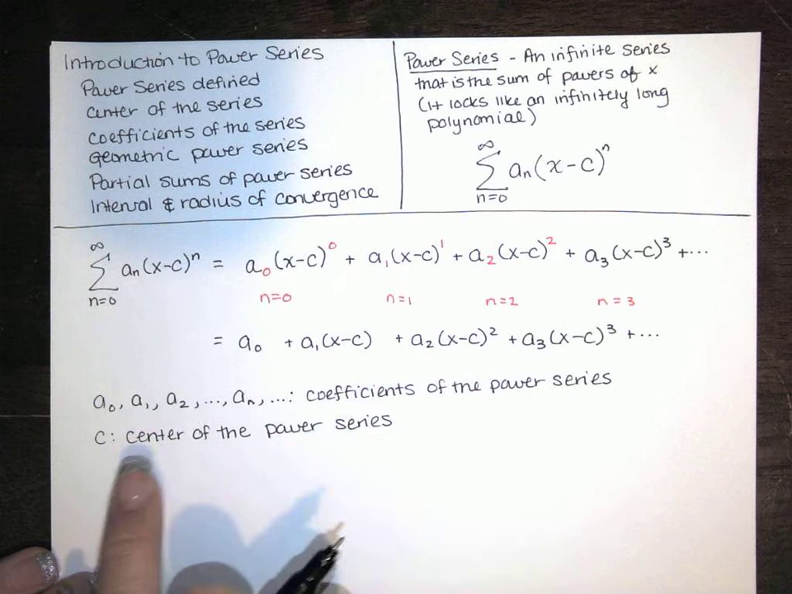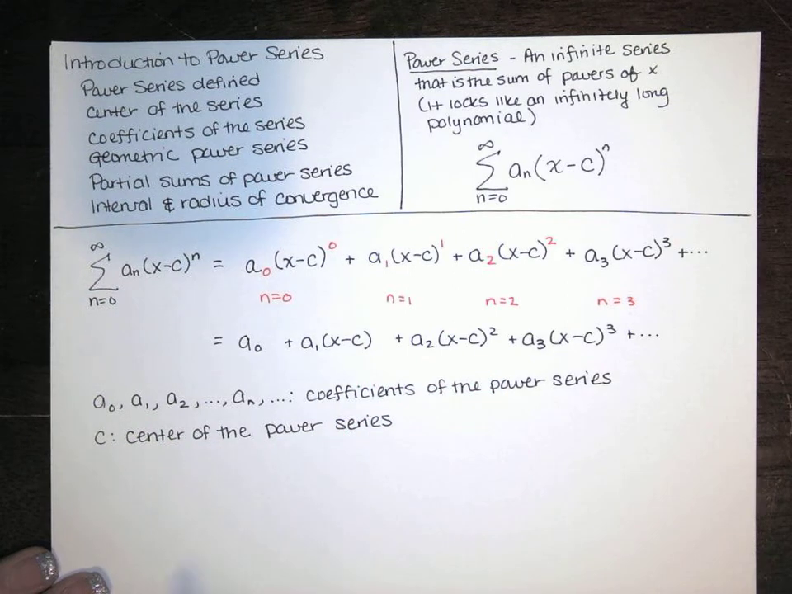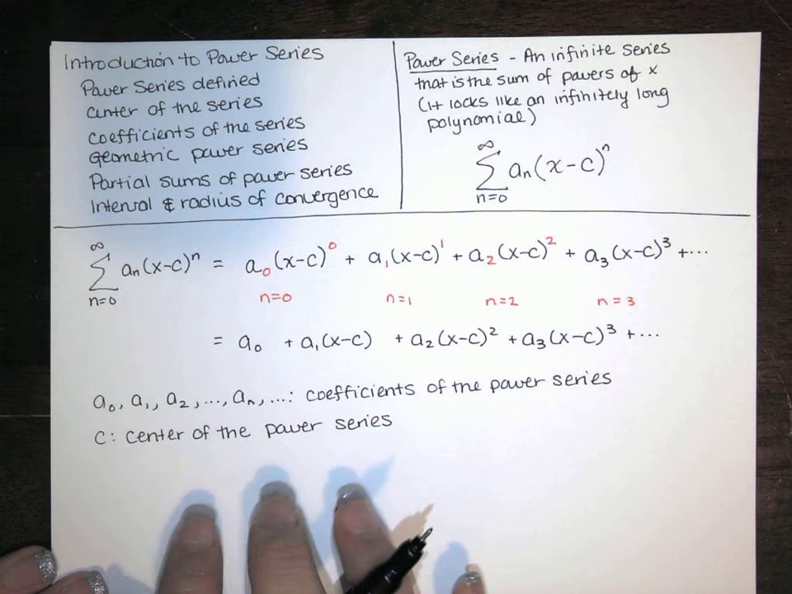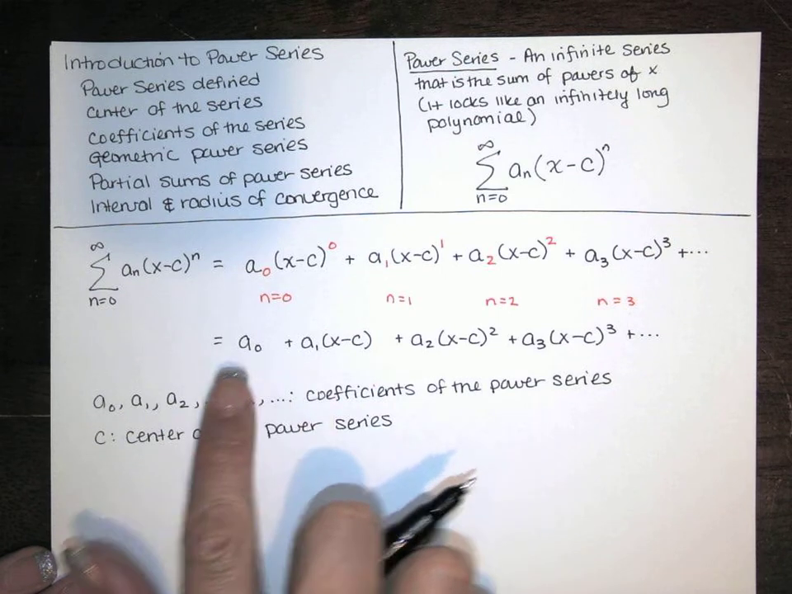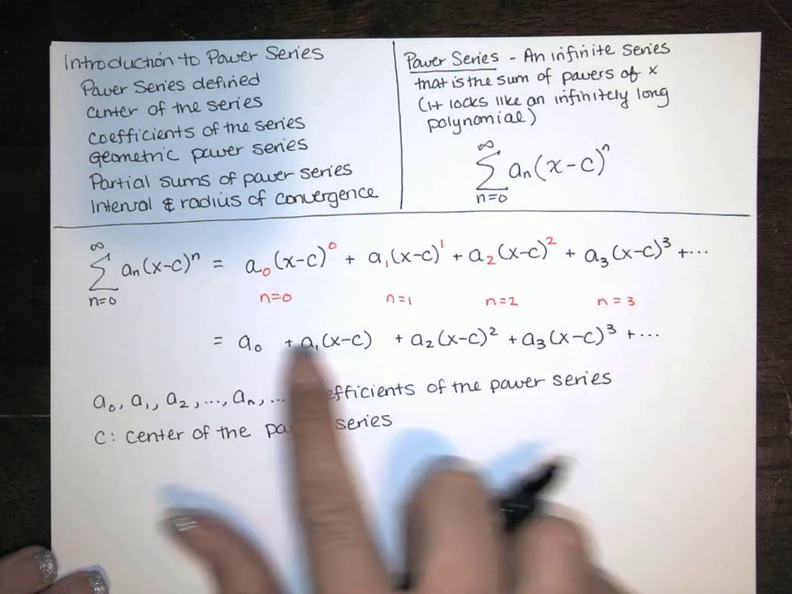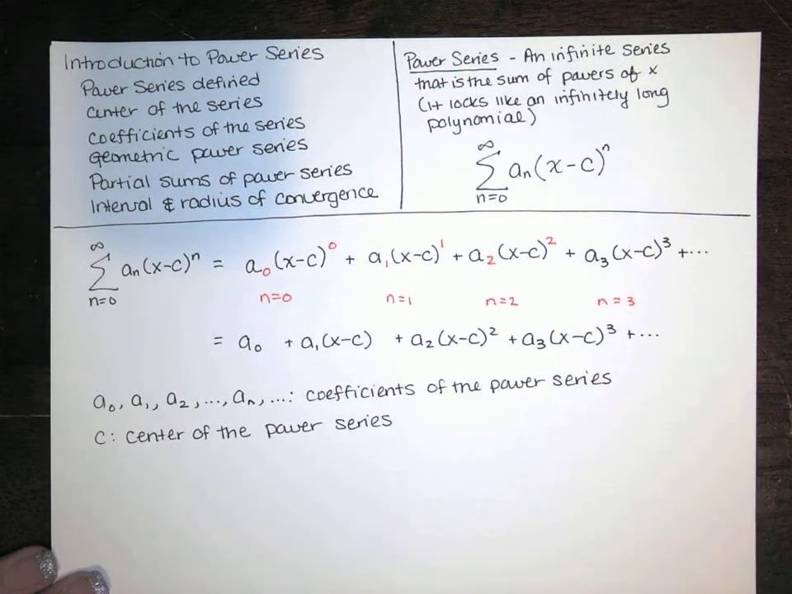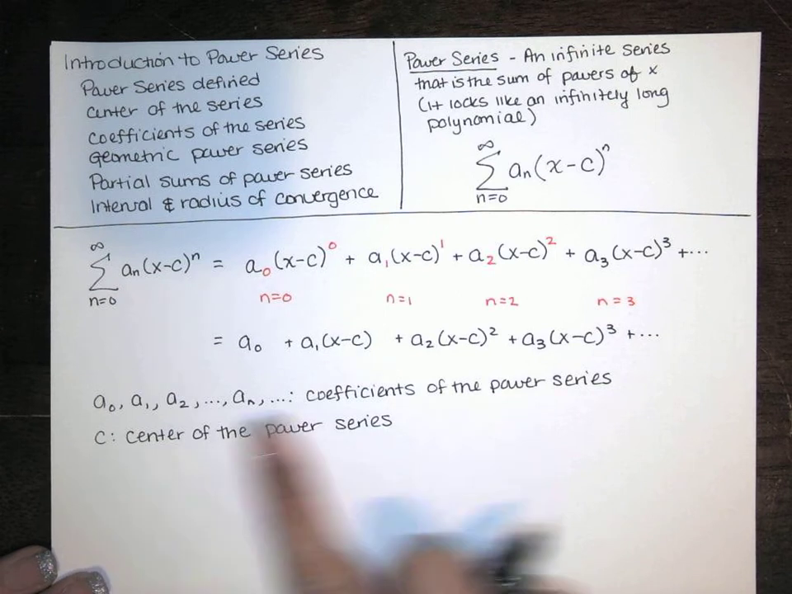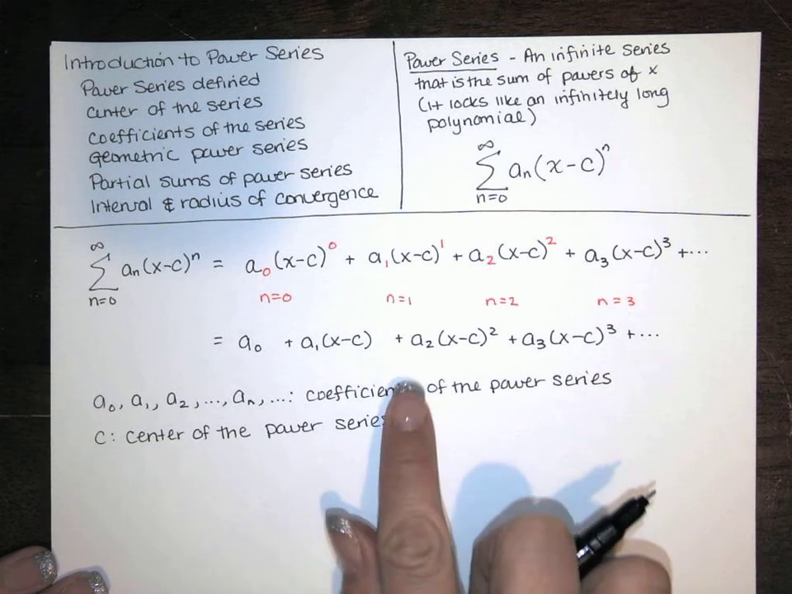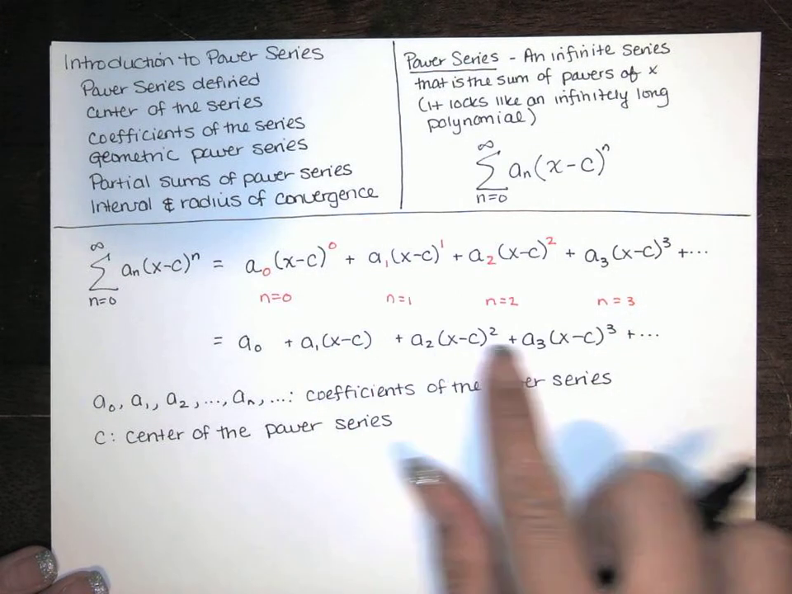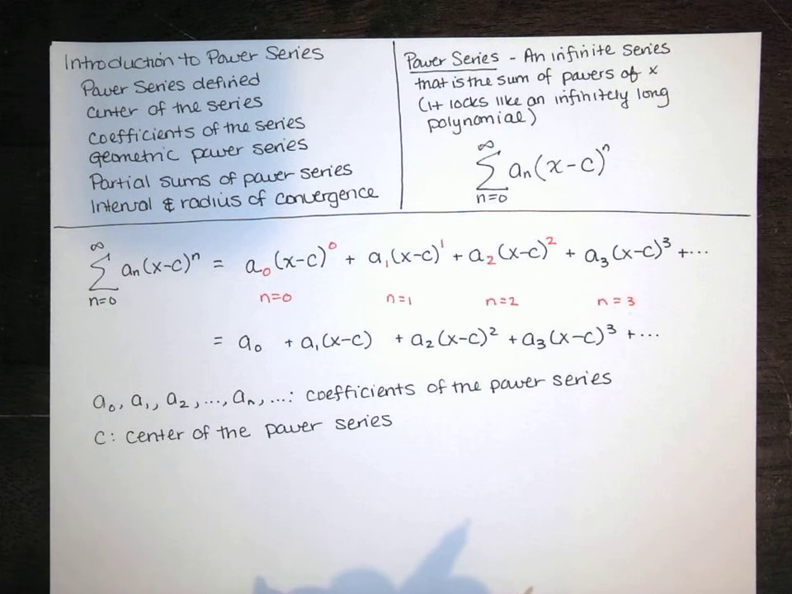And that term center is going to make more sense whenever we look at the partial sums of these guys. But using the notation in our book, the a sub 0, a sub 1, a sub n, all of those are just numbers out front. Those are the coefficients of the series. And c stands for center. We're subtracting the center from all of those x values.